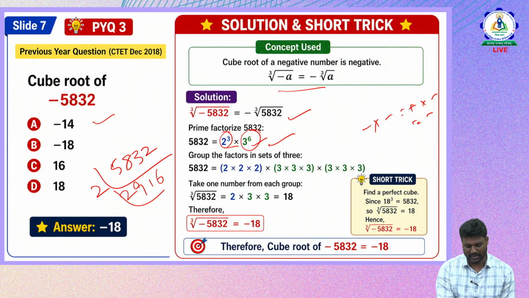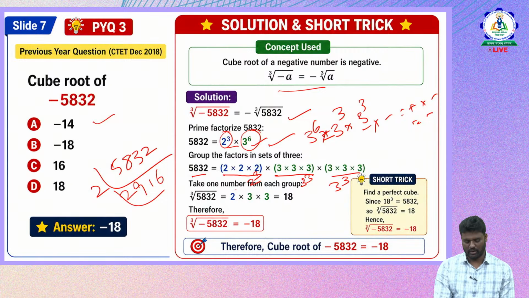Now how can we write 5832? 2 to the power of 3 can be written as the group 2 into 2 into 2, and 3 to the power of 6 can be written as 3 to the power of 3 into 3 to the power of 3. Now take one number from each group. How many groups did we get here? There are 3 groups: one is 2 to the power of 3, another is 3 to the power of 3, and another is 3 to the power of 3.